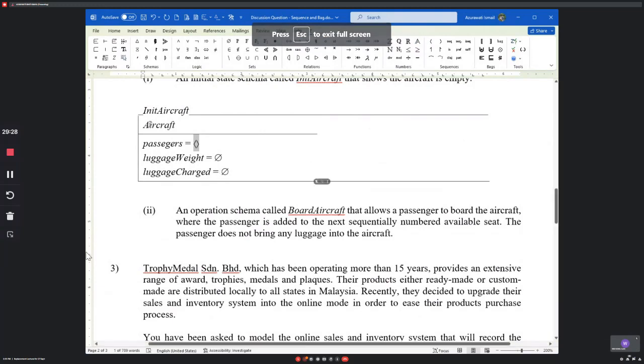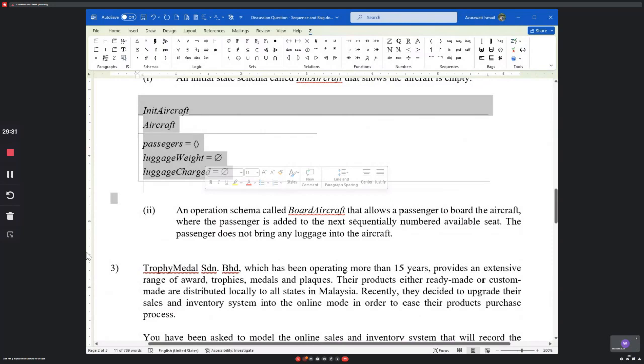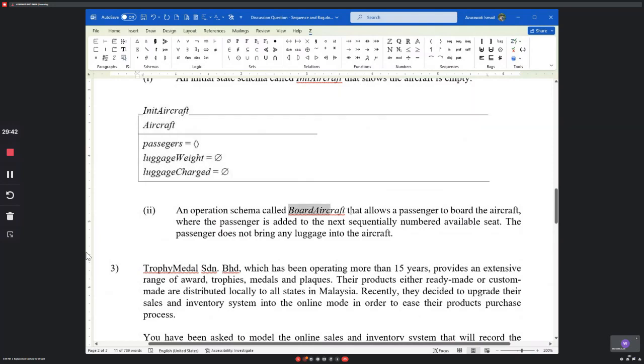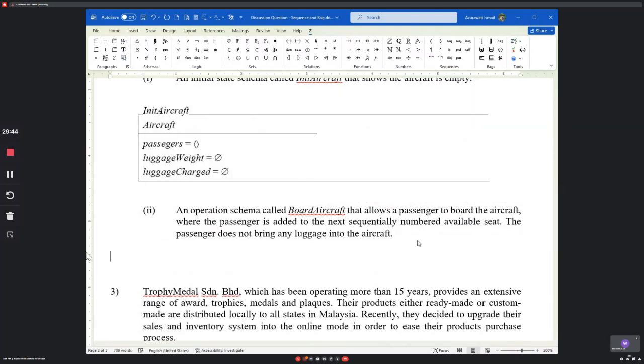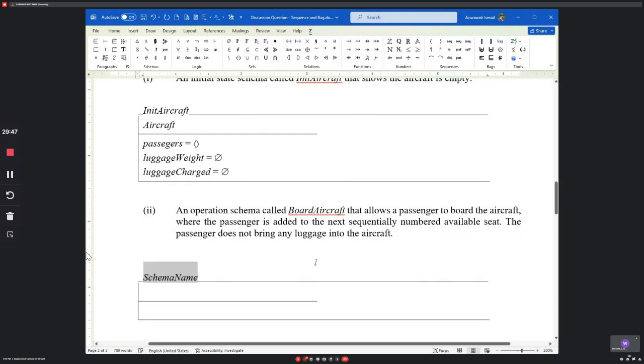Okay, so after you have done the initial state, then of course in a Z schema, after the initial state, we proceed with the operation schema. So now let's say we want to board the aircraft. When we want to board the aircraft, you are going to add at the back of the sequence. But in this question, they did not bring any luggage.